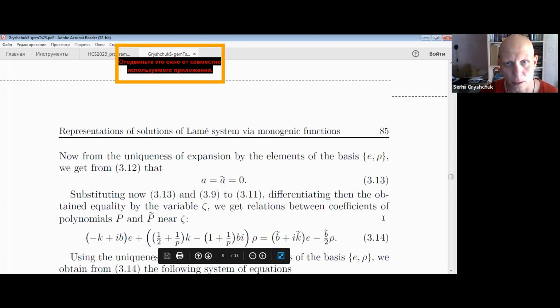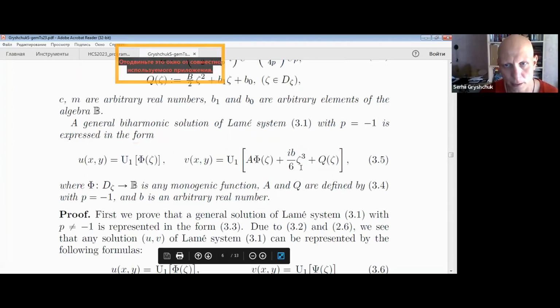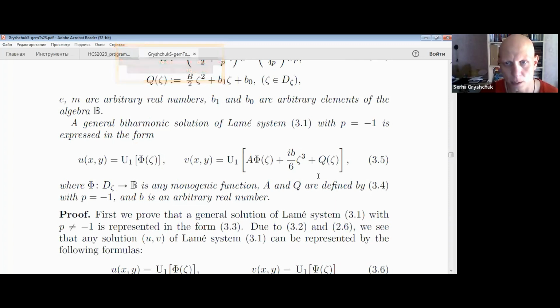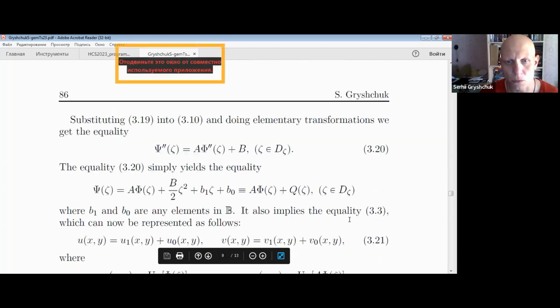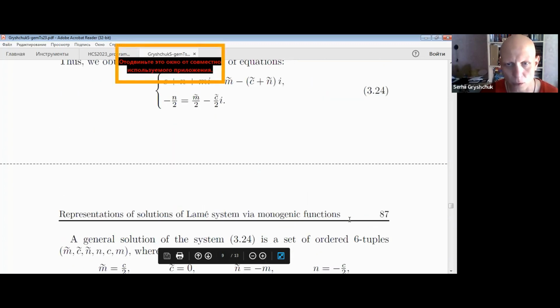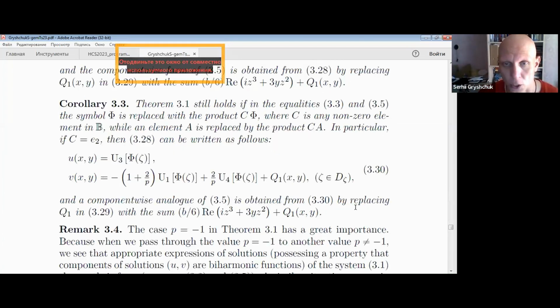So we see that for the case p equals -1, we see another extra term, iB over 6 times zeta to the power 3. This fact has some analog, because if we are looking for polynomial solutions of the Lamé system, a similar result is also obtained in other research. So here we have a natural analog.